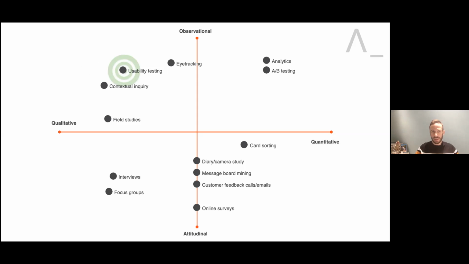What that essentially means is that's the zone where we can understand what people do, and we can understand feelings, thoughts, and emotions behind what they do as well. So we're getting an insight into what's in their heart and what's in their head when they're using a product or service. And that's typically where usability testing sits.